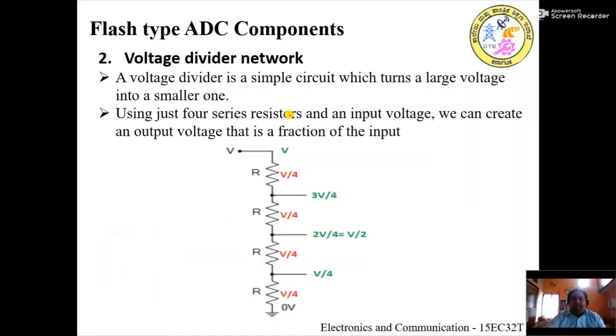The second component is the voltage divider network. The voltage divider network is a simple circuit which turns a large voltage into a smaller one.